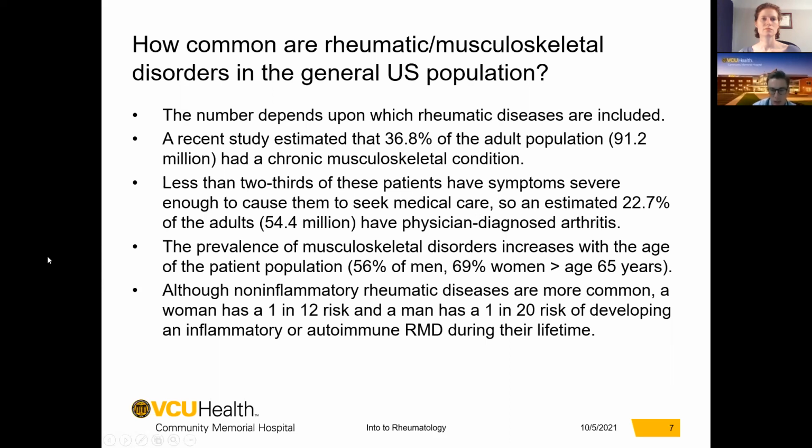In people over the age of 65, about 56% of men and 69% of women have an arthritis of some variety or another. Non-inflammatory rheumatic diseases are much more common, but inflammatory rheumatic diseases have a risk of about 1 in 12 in women and 1 in 20 in men.